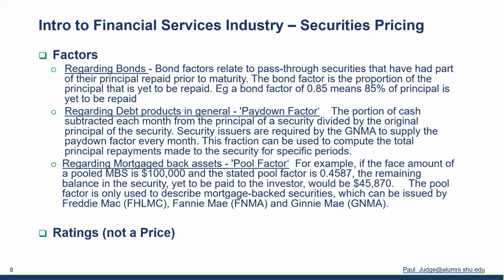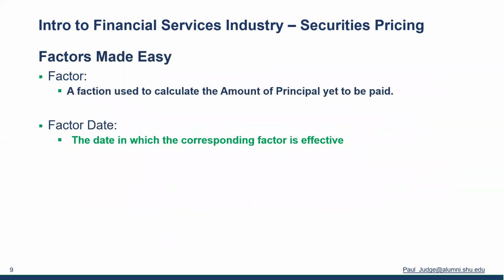Factors are used for debt products that have value that gets paid out over time to figure out how much value remains in the asset. Now, you don't have this concept with equities, or you don't have this concept with mutual funds. This is a debt product concept, the concept of a factor. The factor is the number that you use to calculate how much value is remaining in the assets.